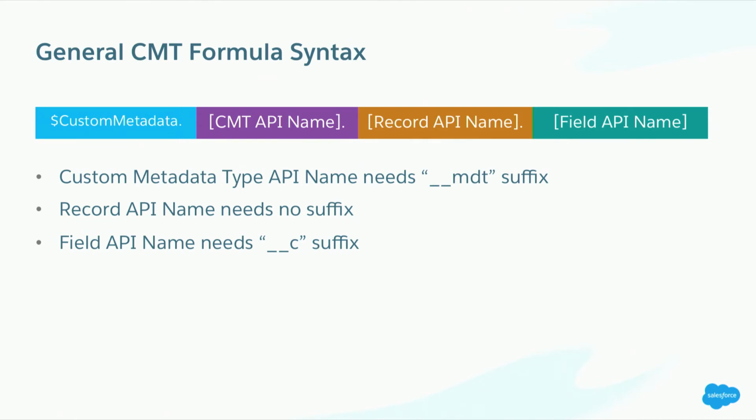If you're referencing a type that has a namespace, or a record that has a namespace, or a field that has a namespace, you can also prefix in that namespace. So if I have installed a package that has a custom metadata type, as a subscriber, I can write validation rules that reference those installed records, or records that I added to those installed types.